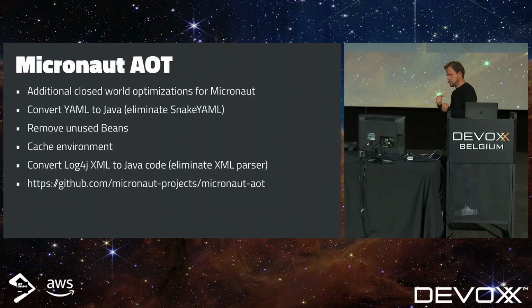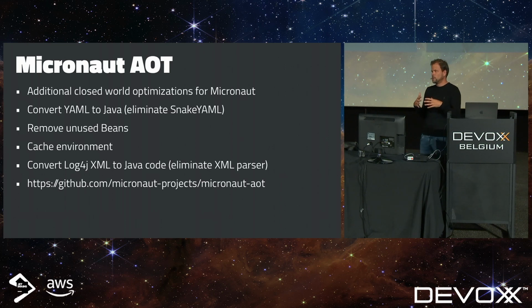And like I said, Micronaut AOT is an additional module, an additional component of Micronaut that allows you to deal with additional closed world optimizations, removing unused beans. It also has the ability to cache the environment. So, I told you before that in general, dependency injection is wired together at runtime. And the environment is mutable. That means that you can supply different configuration values and move your application from one container to another or one environment to another, and it will rewire the application for that environment.